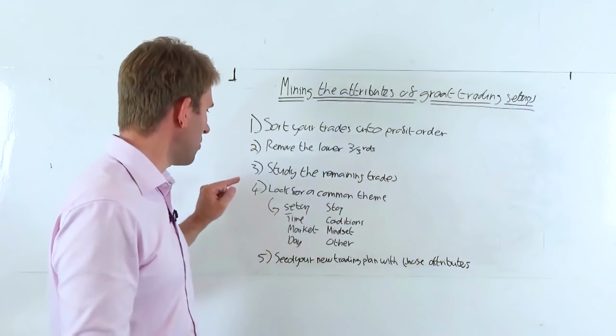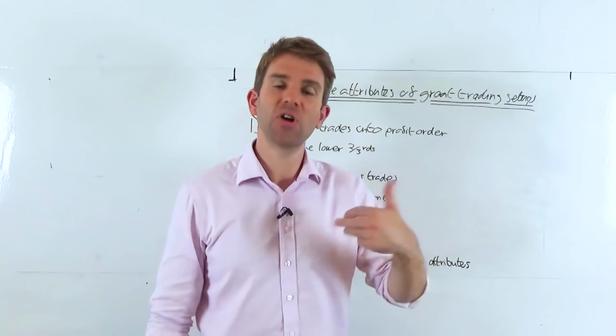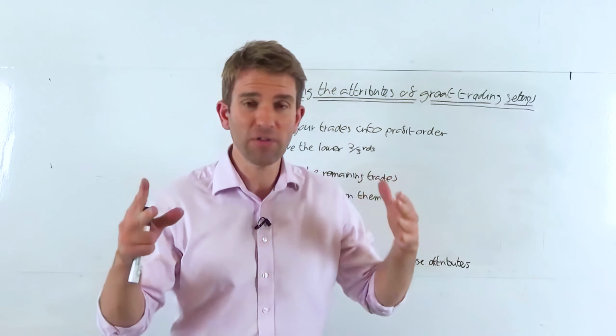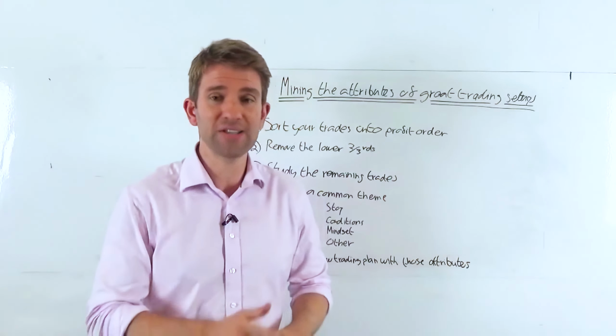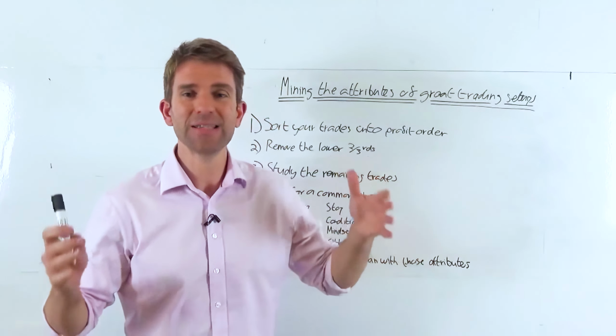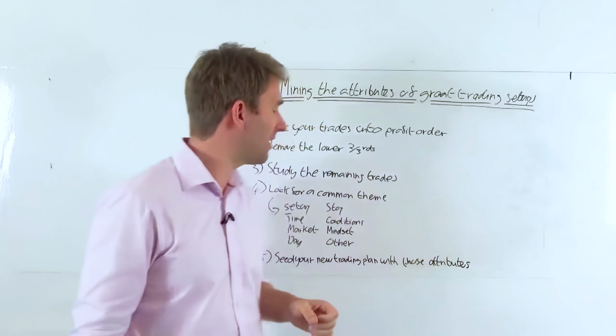What you're looking for, number four, is to look for a common theme that is occurring through those profitable trades. So you've got your third there. They're good, decent trades. You've started to mark on all the attributes of it. Now, is there a common theme? This is where we're mining it. This is where we're trying to find that nugget, guys.